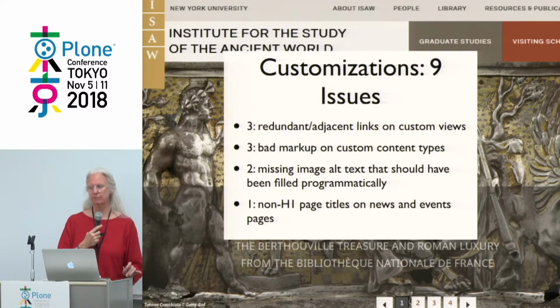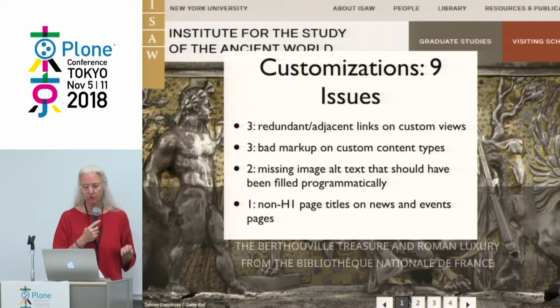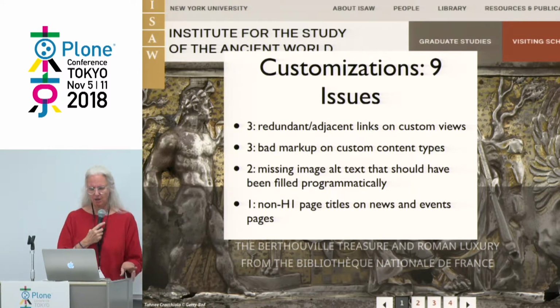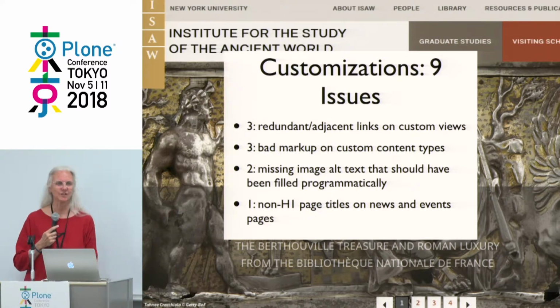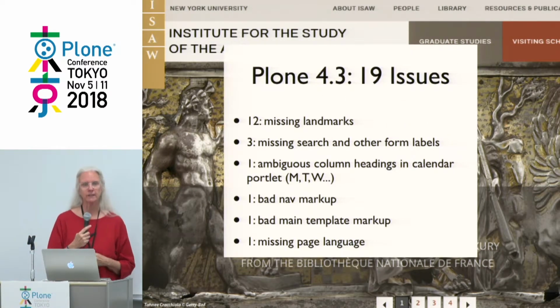3 were just weird markup on custom content types that weren't appropriate. 2 were due to missing alt text for images that, as developers, we should have filled in appropriately or provided a way for the editors to fill them in. So there were 2 of those. And one was a weird one: they wanted their news and events pages to not have news and events at the top, and so there was no H1 tag on those pages. So that was a weird sort of design-driven thing. That was a problem.